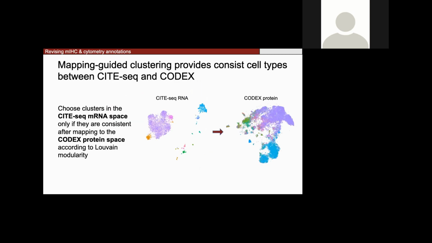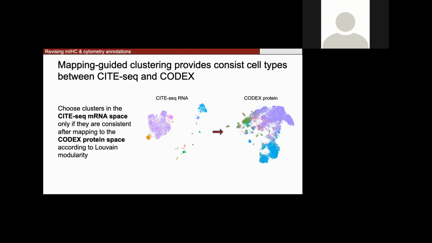So to account for that, we developed a clustering algorithm that takes into account the resolution of cell types that's provided by the SiteSeq mRNA atlas and how well those cell types can be mapped onto CODEX.